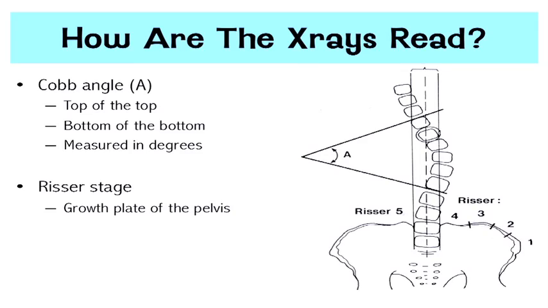When the x-rays are taken, they're read by a radiologist. And the way that they're supposed to be read is using what's called the Cobb method. And then after that, there is a method of trying to assess how mature your child's bones are. A very convenient way of measuring this is looking at the appearance of the growth plate that normally rims the top of the pelvis. And this is called the apophysis or the pelvic apophysis.